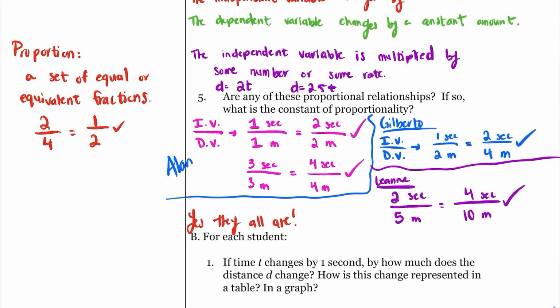And now we need to answer this question: what is the constant of proportionality? Well, you guys might remember that the constant of proportionality is the same exact thing as the unit rate. And the unit rate in this case, hopefully you say it before I do, is the walking rate. So the constant of proportionality for each student is their walking rate.